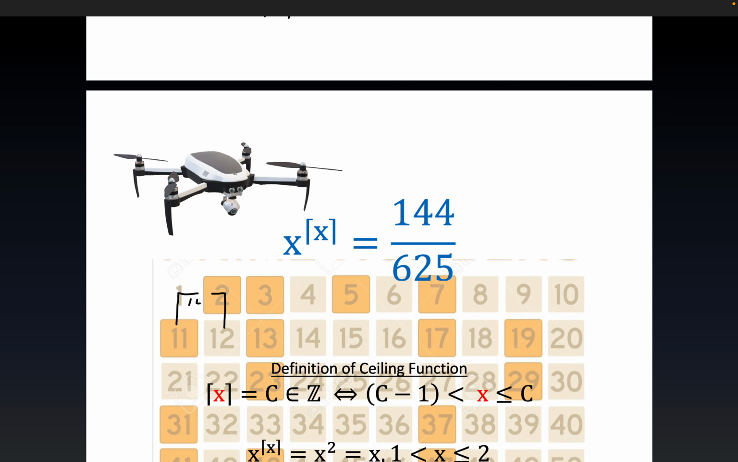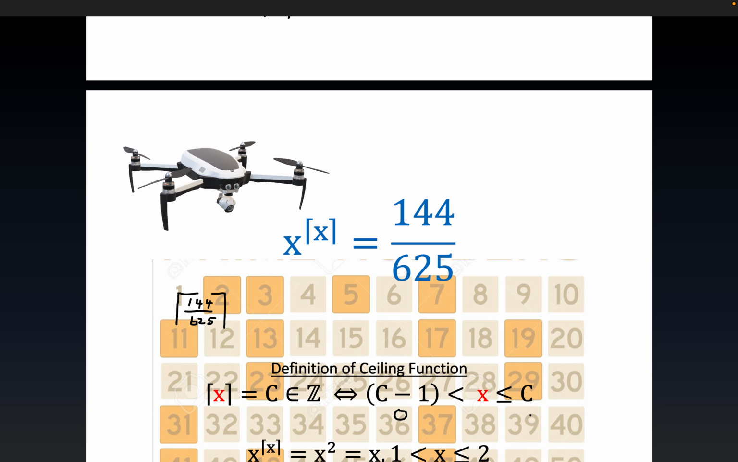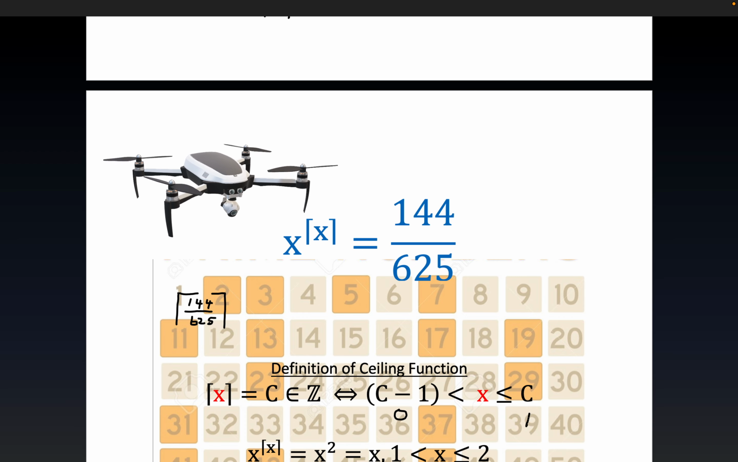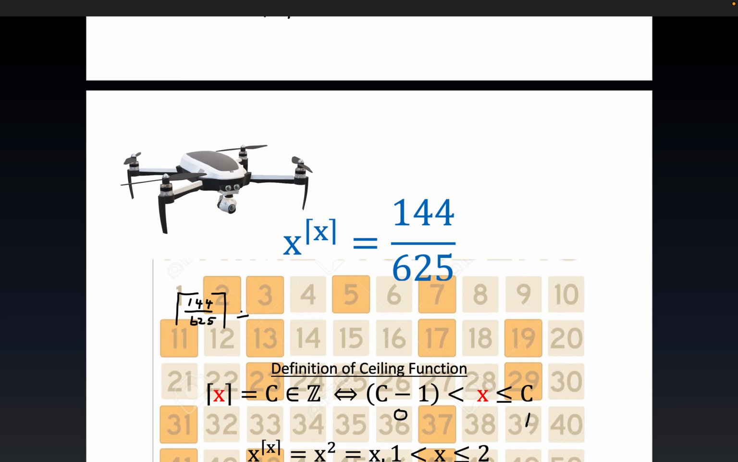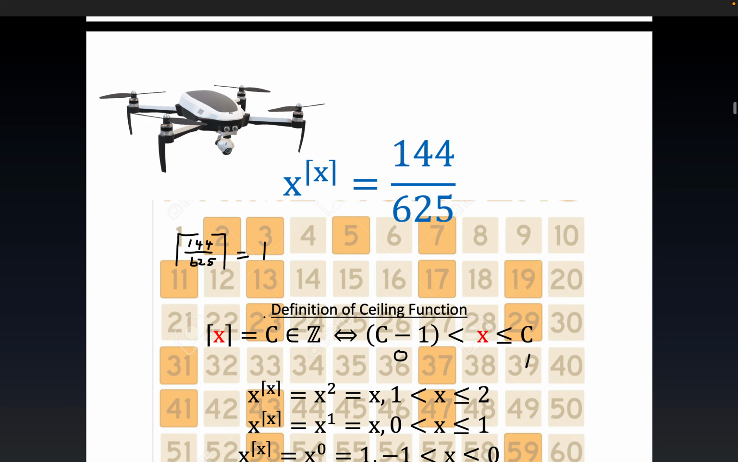But let's write down the ceiling of this number that's between 0 and 1, 144 over 625. You already know this is the quotient of two square integers, so we have 625 here. Now, if you take a look at the definition of the ceiling function, this would be between c minus 1, which would be 0, and 1. And so 1 is the ceiling, so this would actually be equal to 1.